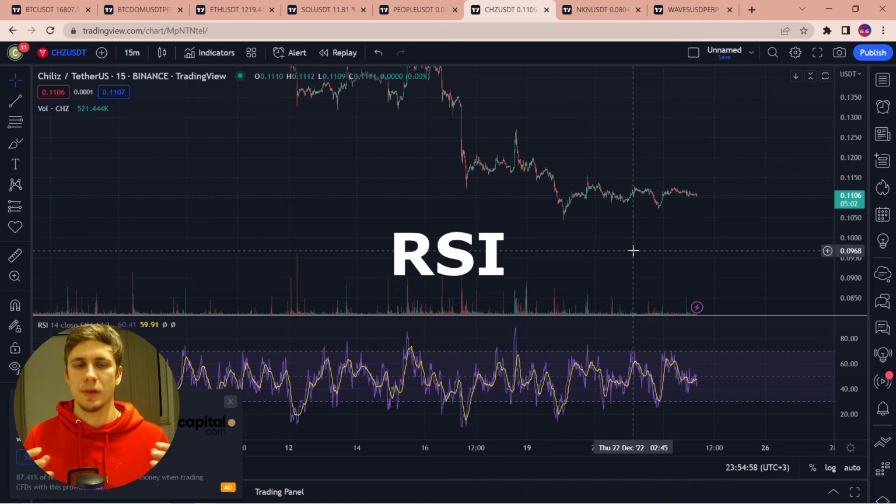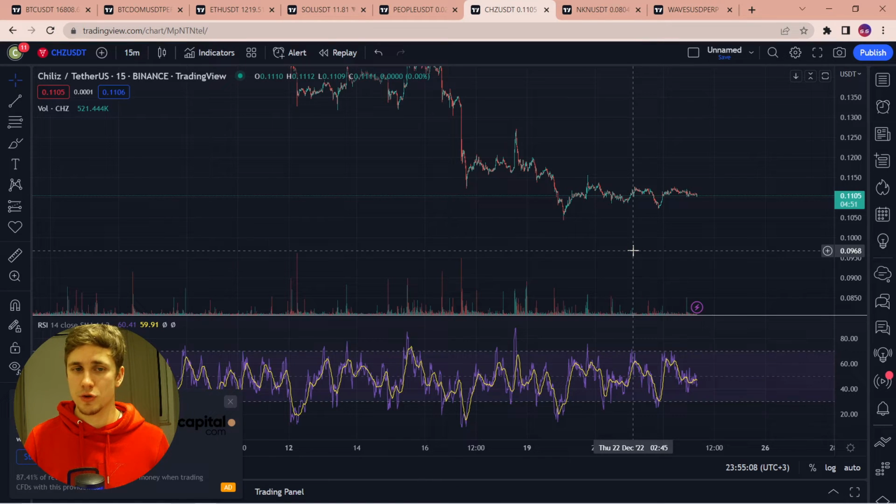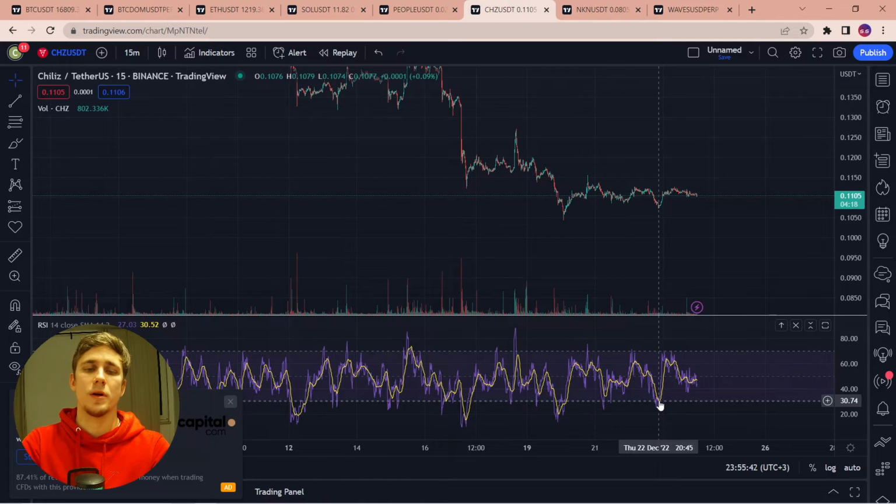RSI indicator. The Relative Strength Index, RSI, is a momentum indicator used in technical analysis. RSI measures the speed and magnitude of an instrument's recent price changes to evaluate overvalued or undervalued conditions in the price of that instrument. Generally, when the RSI crosses 30 on the RSI chart, it's a bullish sign, and when it crosses 70, it's a bearish sign. However, we recommend searching for convergences and divergences between price and the indicator line.